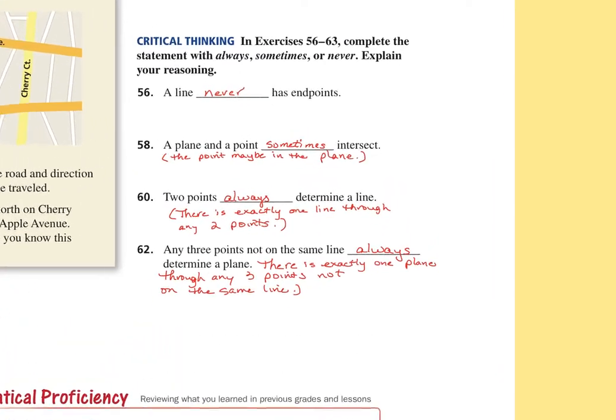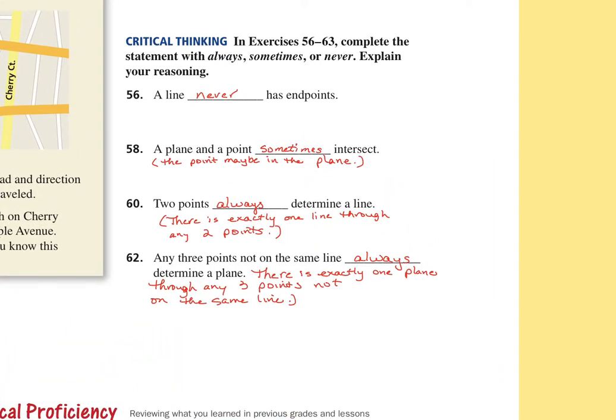So for 60, yeah. Sometimes because can't there be just 2 points? Any 2 points form a line. There's always going to be a line through a point and another point. Yep. Exactly one line. So one and only one.